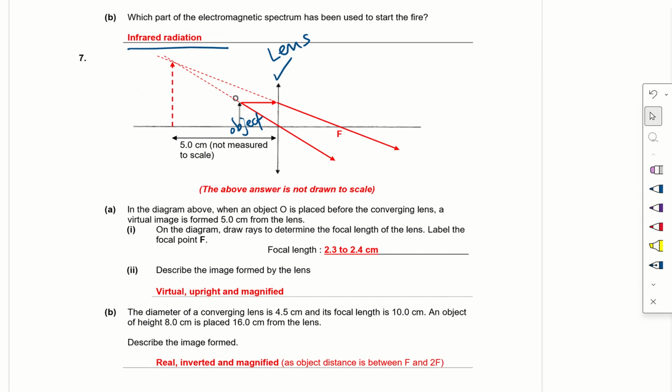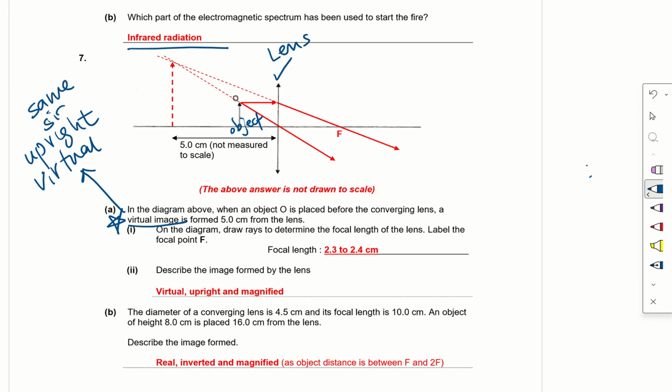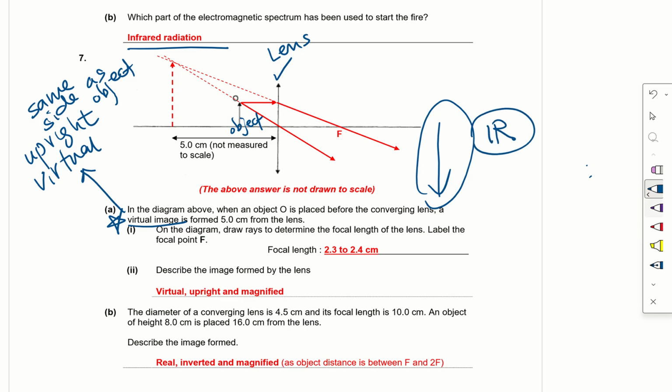In the diagram above, when an object is placed before the converging lens, a virtual image, this is important. Virtual means it must be upright and virtual, and more importantly, it must be on the same side as the object. A few of you actually drew your image this way. When you drew your image this way, it looks inverted and real, so this is not what the question wants.